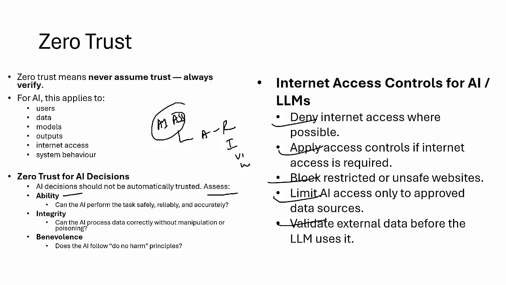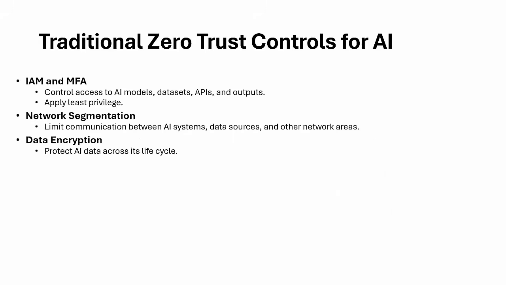So zero trust is not limited to only infrastructure, for your information. It is used for multiple reasons. Do you know what practices we follow in traditional zero trust? We have IAM and MFA, and the same we can have for AI models, datasets, APIs, and outputs. We can have network segmentation where we limit communication between the AI system and data sources. We can decide which data will be public and all that.